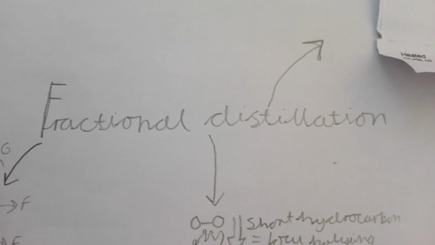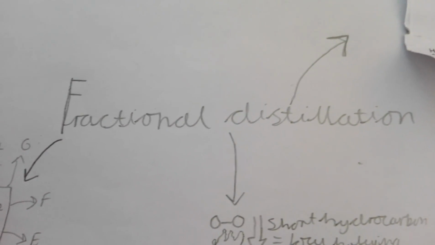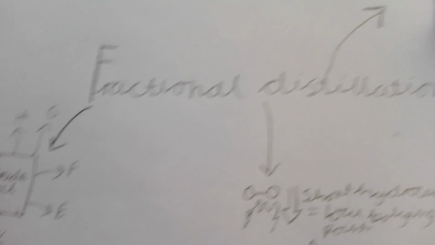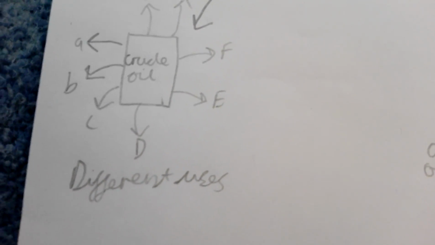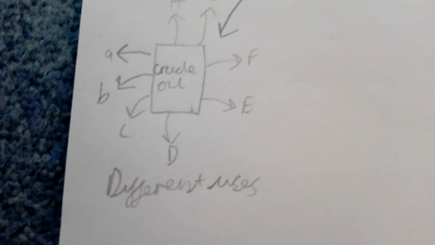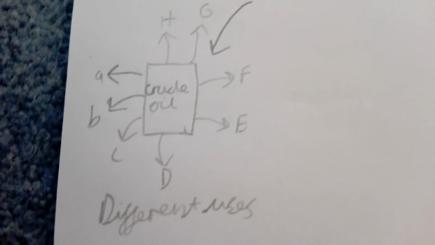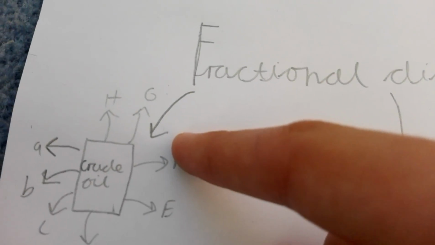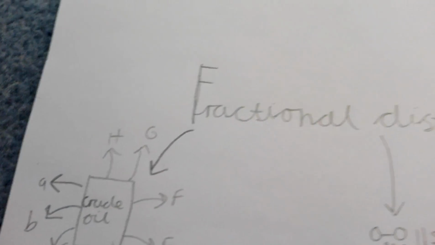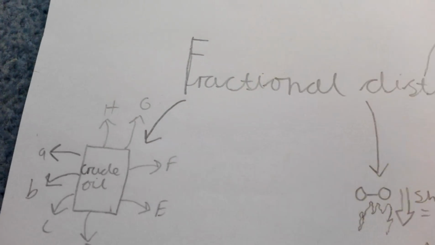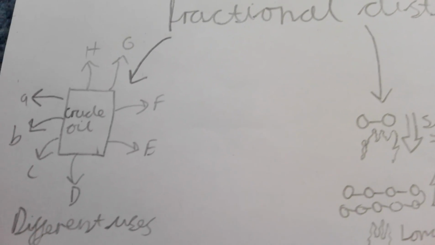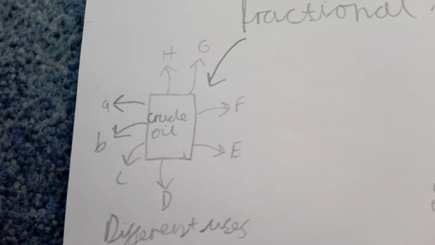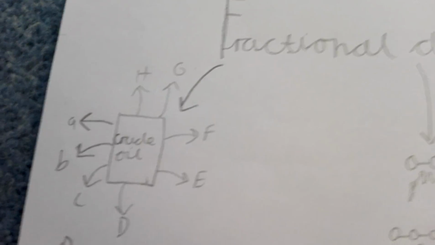Today we're going to be looking at fractional distillation, just underlining the basics of it. So what is fractional distillation used for? Basically, as you can see, we have a picture of crude oil here, and fractional distillation is used to separate crude oil out into its different uses. For example, this has a use, this has a use, this is a use. Obviously, you don't need to write A, B, C, D, E, F, G, H, but I've just shown you that to give you an idea that it's separated out into different uses. So how does this work?